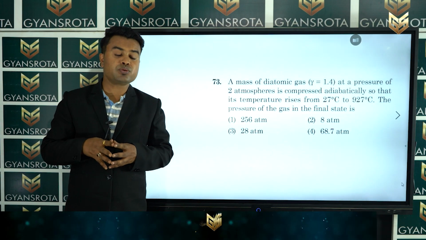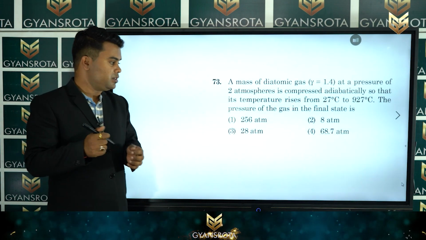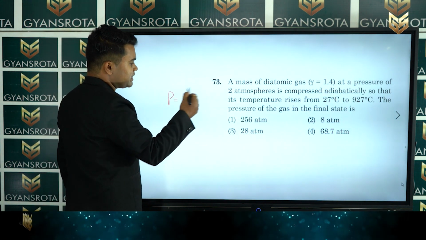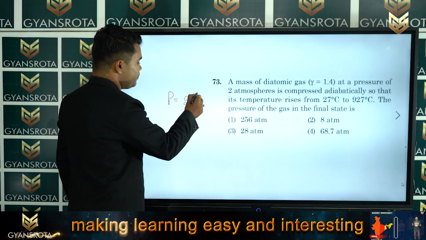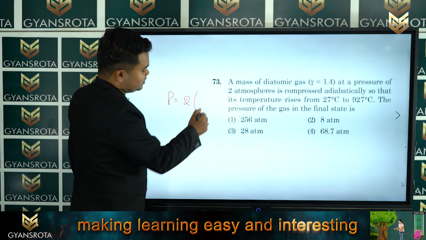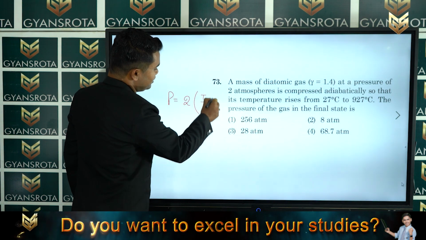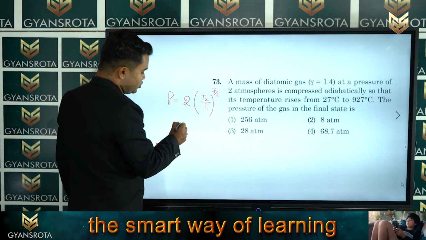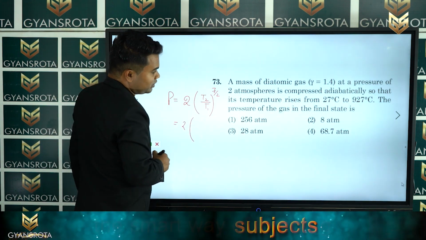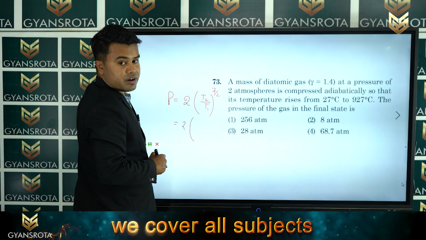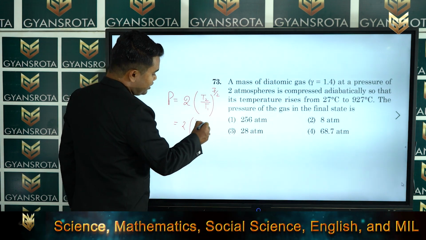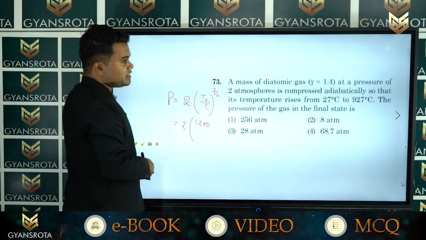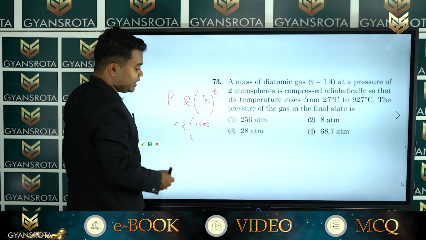So for diatomic gas, which formula you are going to use here? So we know that the pressure P will be equal to, since it is for 2 atmospheric pressure, 2, then T2 divided by T1 to the power gamma, that is 7 by 2 for diatomic gas. So 2, how much is T2? T2 is given to be 927 degrees Celsius. If you convert it into Kelvin, how much you will get?